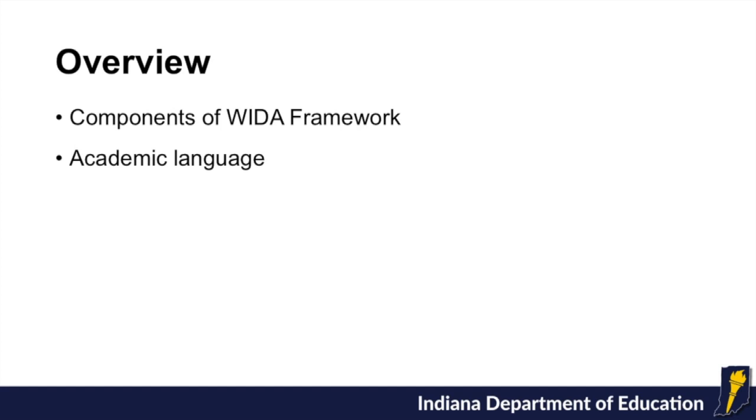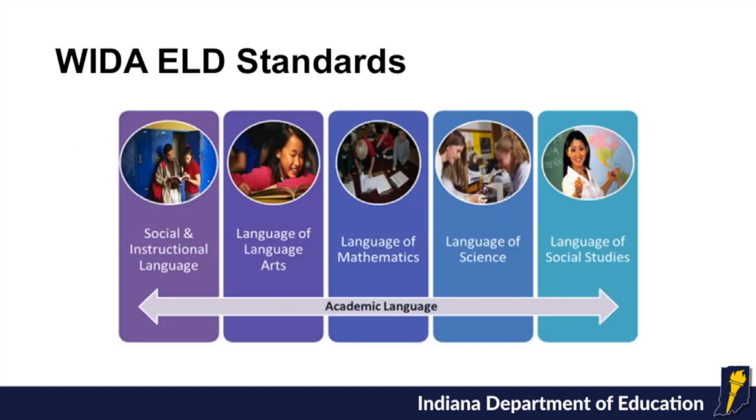All educators with English learners in their classroom are responsible for utilizing the WIDA standards and framework to ensure equitable access. The WIDA English Language Development Standards represent the social, instructional, and academic language that students need to engage with peers, educators, and the curriculum in schools. The 5 standards are the following: 1. Social and instructional language, 2. The language of language arts, 3. The language of mathematics, 4. The language of science, and 5. The language of social studies.